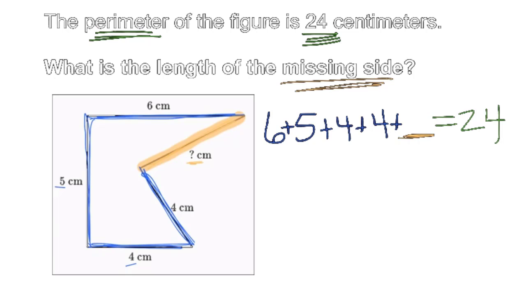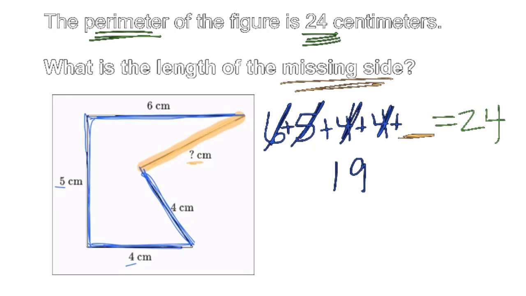So let's add over here and try to make it a little simpler to find our missing side. I can add in any order, and I love making tens, so I'm going to say 6 and 4 is 10. 10 plus 5 is 15, and 15 plus 4 more is 19. So we know where 19 centimeters come from on this shape. Here's the 19 centimeters outlined in blue.